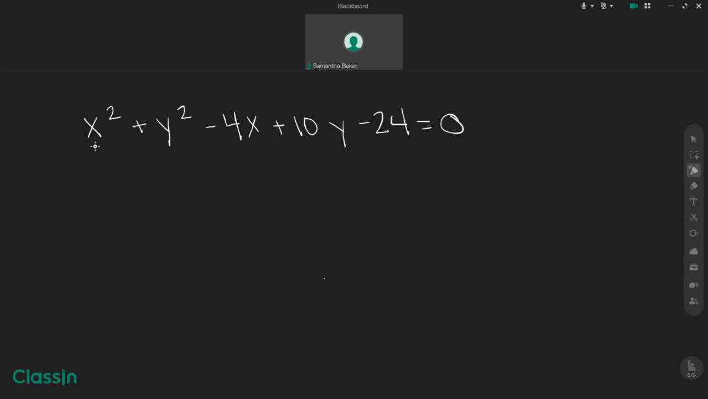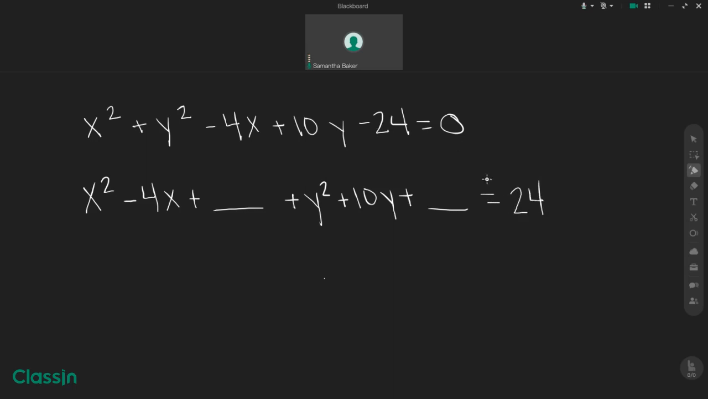So the first step in order to complete these squares is I'm going to reorganize it. So I'm going to start with my x's. So x squared, and then I'm going to do this negative 4x. And I'm going to leave space right here so that I can complete the square. And then I'm going to write my y's out. Y squared plus 10y plus blank. And this 24, don't need it, don't want it, move it to the other side. So it becomes positive 24 because I'm adding 24 to those sides.